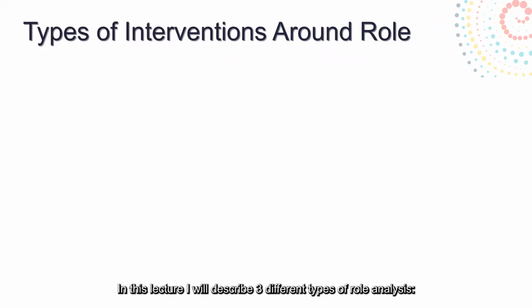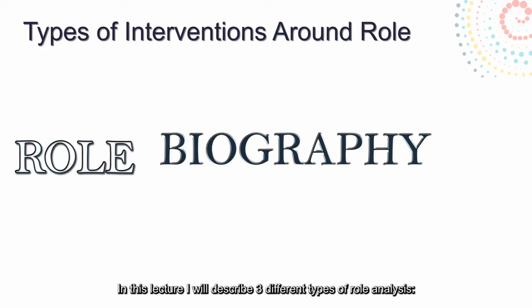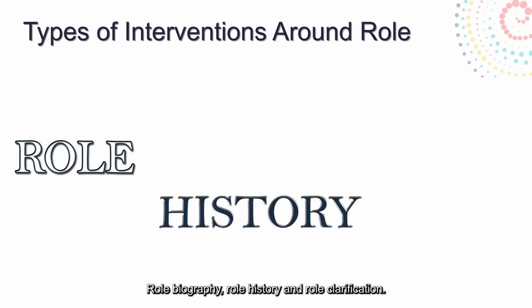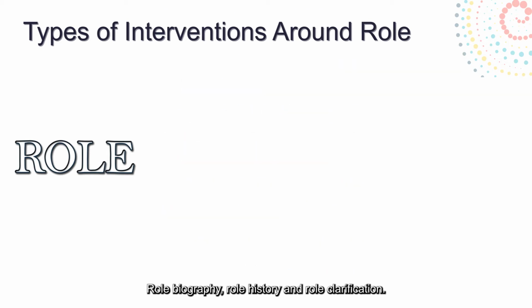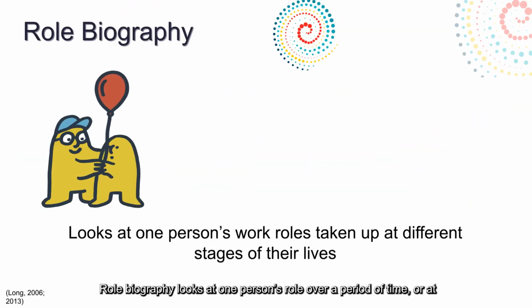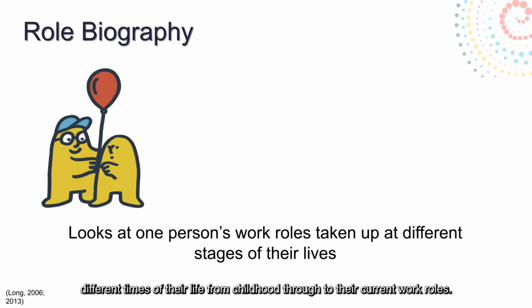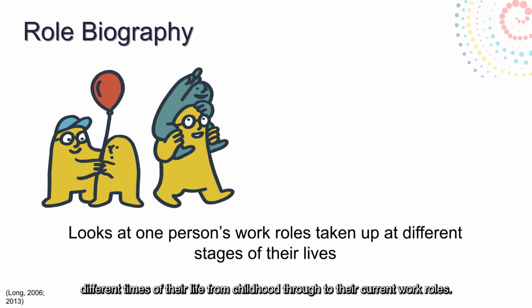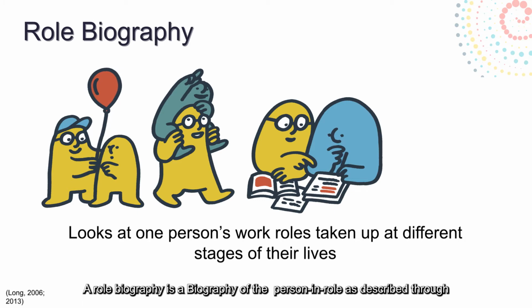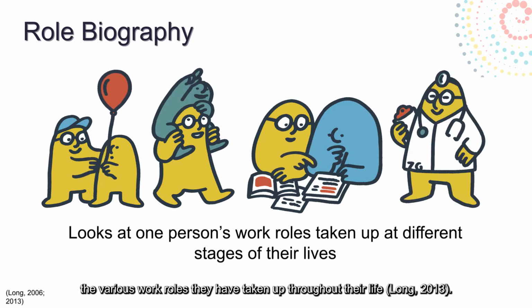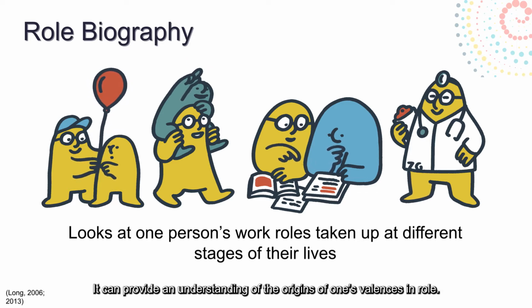In this lecture, I will describe 3 different types of role analysis: role biography, role history, and role clarification. Role biography looks at one person's role over a period of time or at different times in their life from childhood through to their current work roles. A role biography is a biography of the person in role as described through the various work roles they have taken up throughout their life. It can provide an understanding of the origins of one's valences in role.